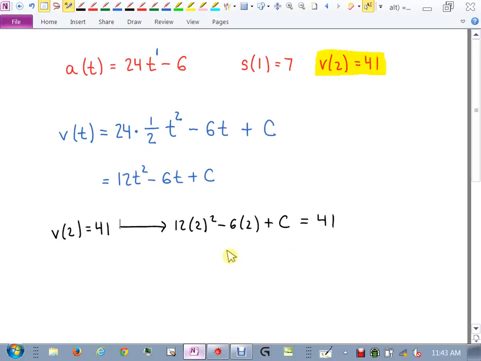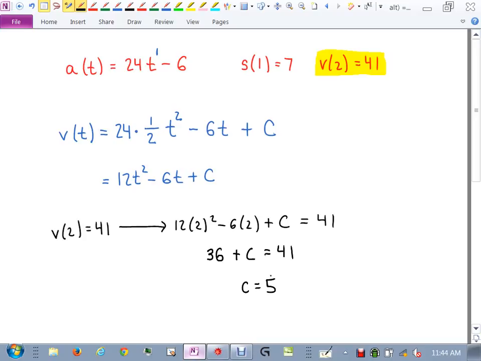And now let's just do some math here. 2 squared, 4 times that, 48. Take away 12. What do you have? So 40, so yes, you're ahead of me here. 12. Right, that's where we are, and then just move it over and you got C is 5.